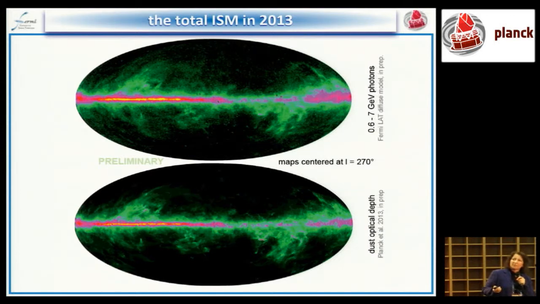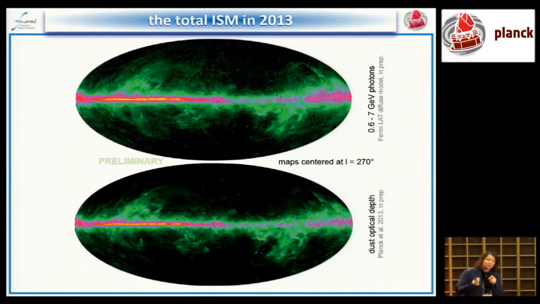So here you see the gamma ray map on top, where we've removed anything that is not interstellar in origin. And here you see the optical depth map that was presented to you by Marc-Antoine 2 days ago. As you can see, there's a striking resemblance between the two maps. I've offset them to somewhere around 270 in longitude, so you can see both the striking features in the galactic center and towards the galactic anti-center, because that's where they are more conspicuous.